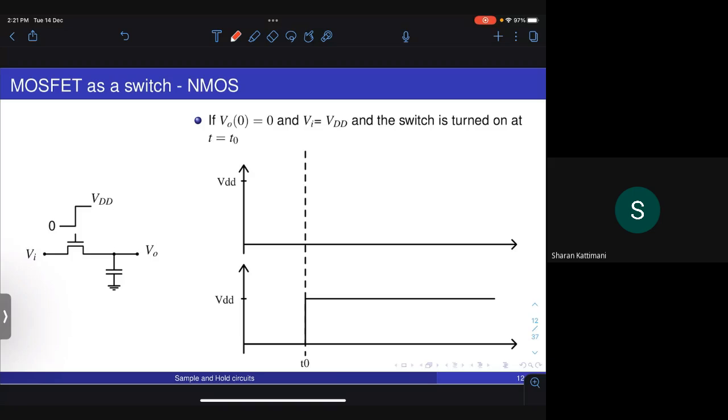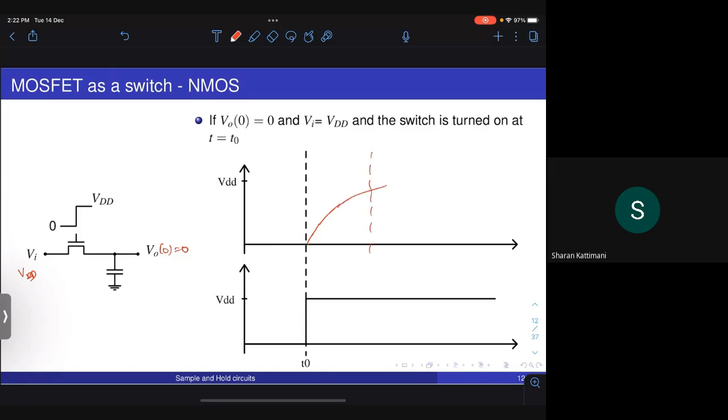Okay, what about charging? If V naught of 0 is 0, that is, initially the capacitor is at 0 volts, the input is at VDD, and you turn on the switch at t equal to t naught. What happens? The output starts charging up through the MOSFET. In which region will the transistor be?